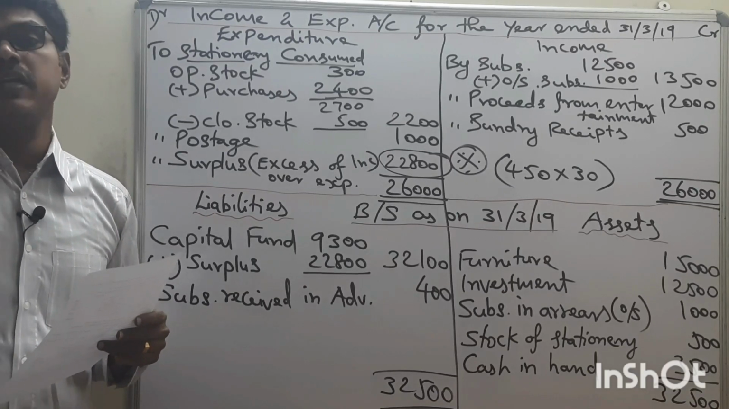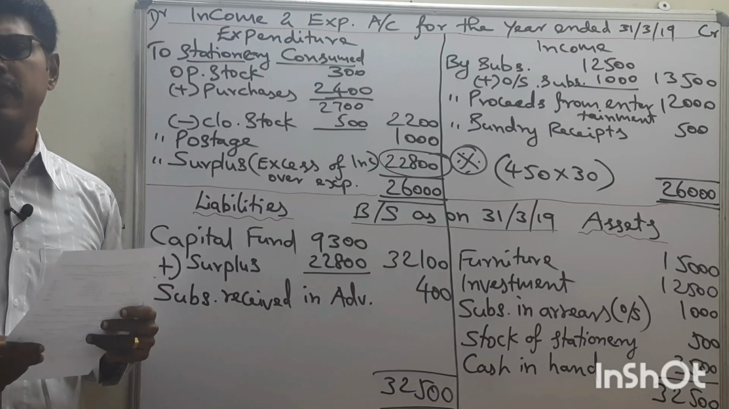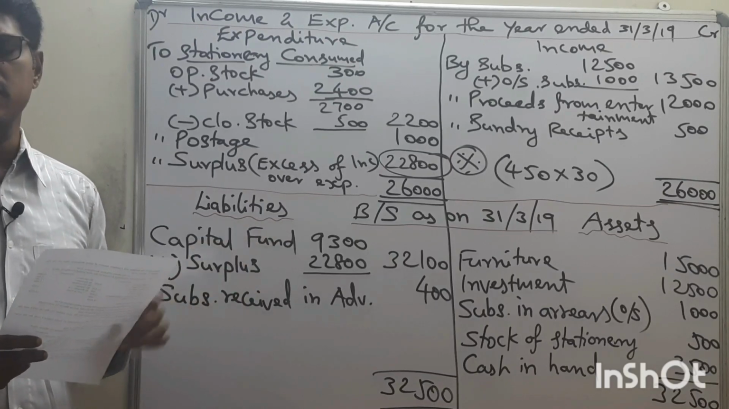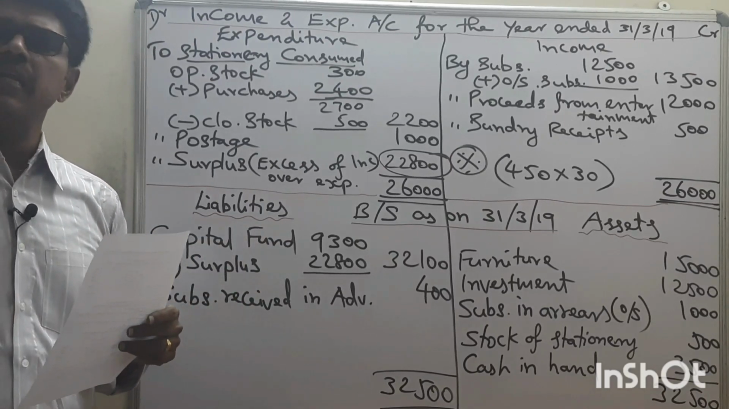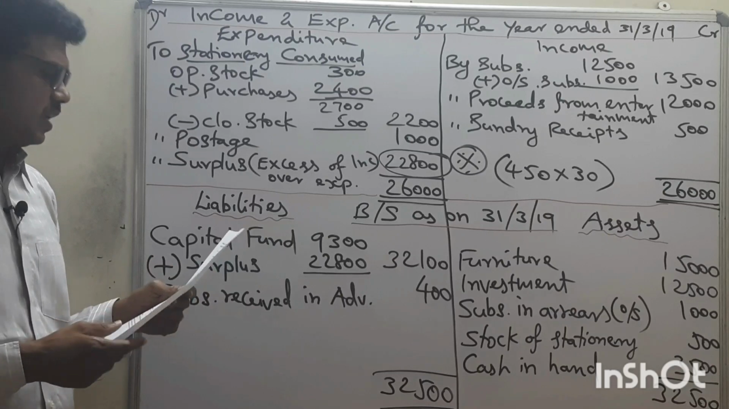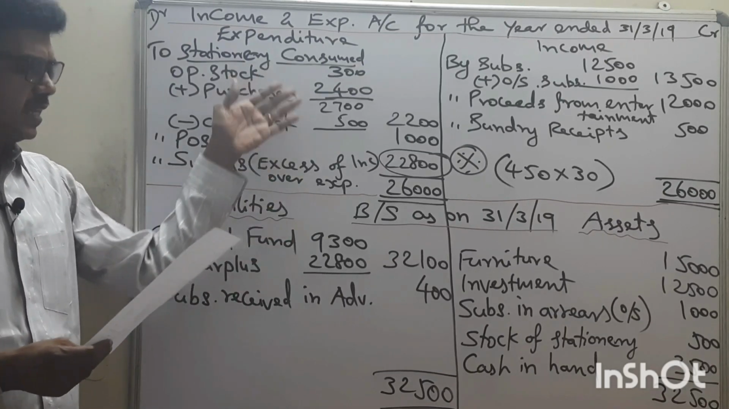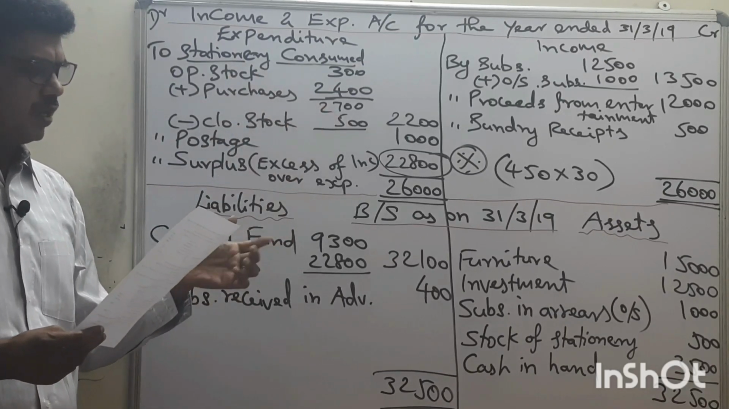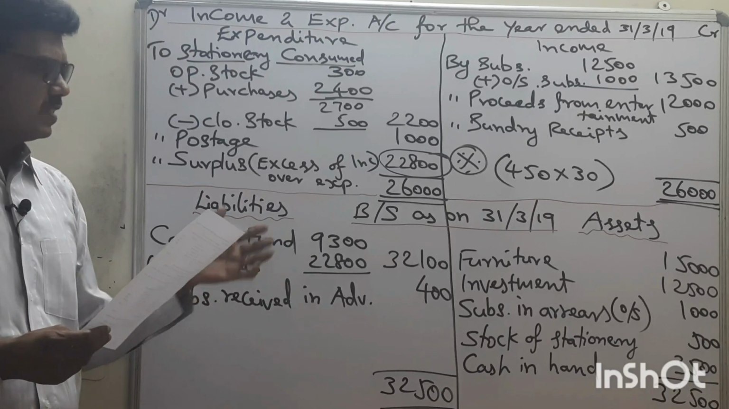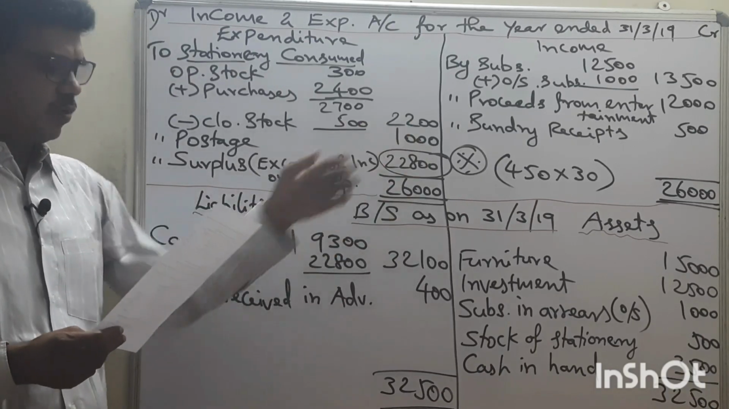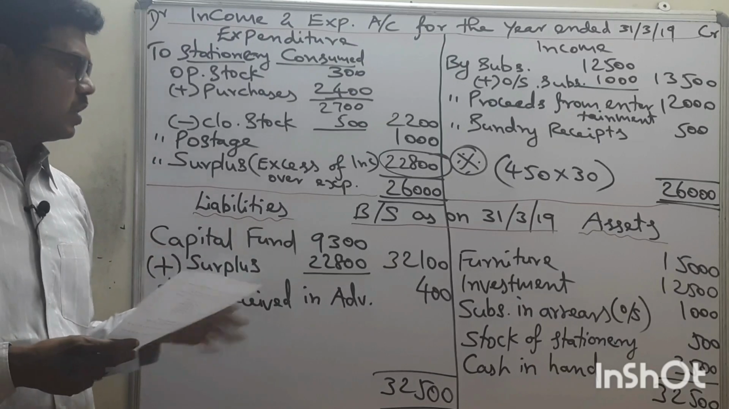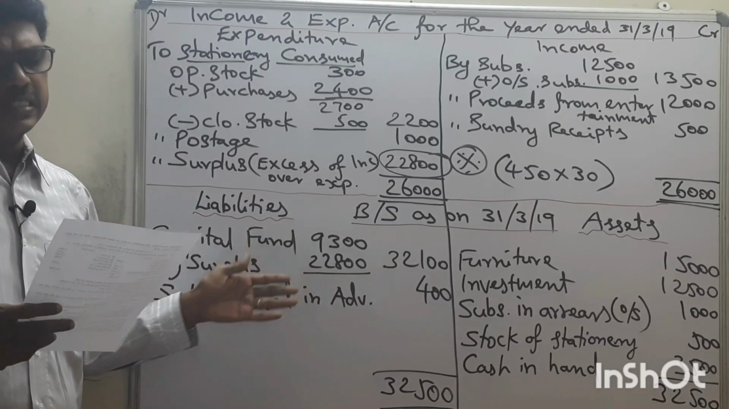In case capital fund is not given in the problem, then we will have to use the opening cash in hand or cash at bank. Here this will not affect. Then subscription is the income, already we have taken. Proceeds from entertainment is the income. Sundry receipts are the income, already we have taken. So nothing is to be shown in the liability side from the receipt side.